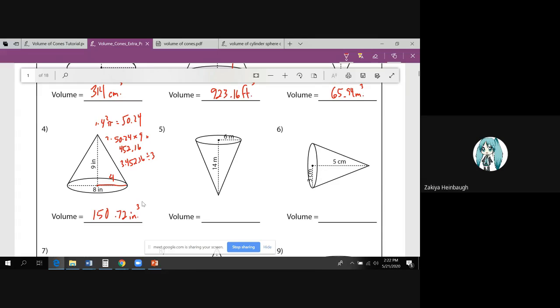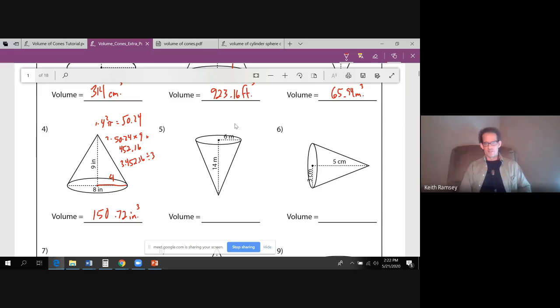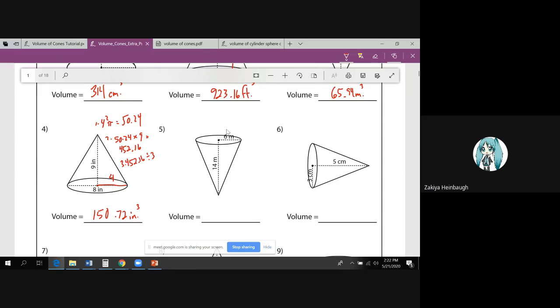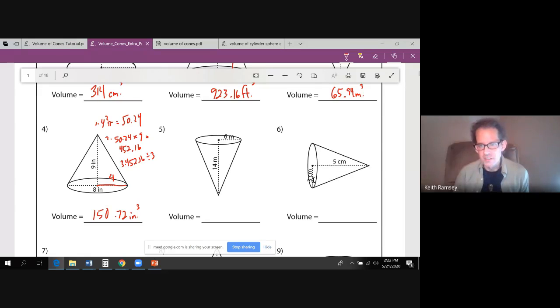Mr. Ramsey? Yeah, Zakia. Is the radius of 6 2 or 3? Radius would be half of the... Are you looking at number 5? No, number 6. Is it 2 or 3? It's 3. Yeah, okay. That's 3. That is kind of hard to read, isn't it? Yes. Yeah. Thanks.